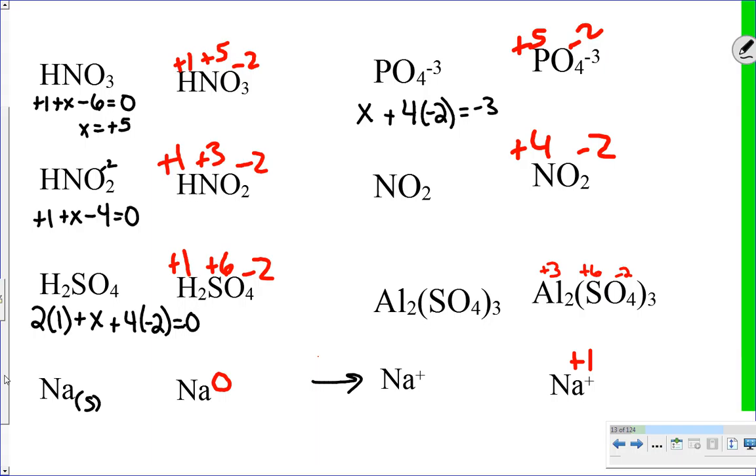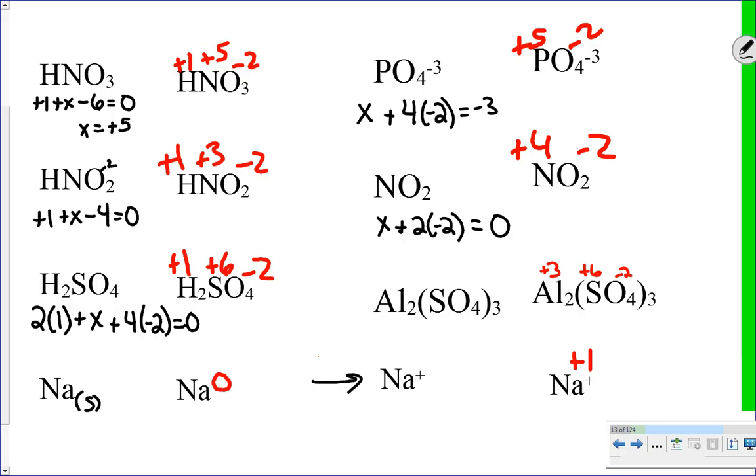NO2, be careful. Sometimes people think, oh, that's a polyatomic ion, but it's not written with a charge. So this is actually nitrogen dioxide. So this is going to be x plus 2 times negative 2 for oxygen. Whole thing adds up to 0, positive 4 for your nitrogen.